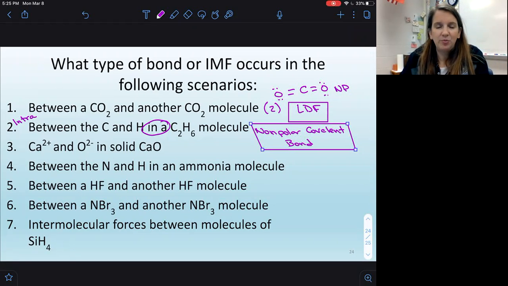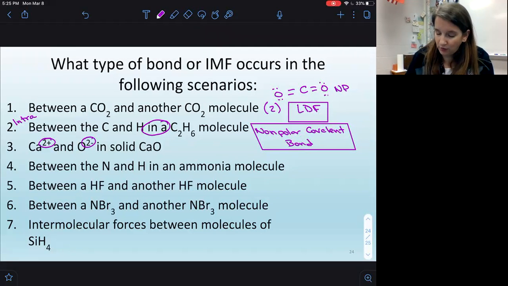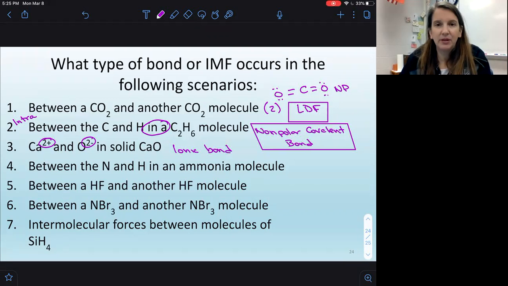Number three, Ca2+ and O2- in solid CaO. Well, this right here is a giveaway. That's showing me that these are ions, and ions can only be found in ionic bonds. Ca is a metal, O is a nonmetal, so that's got to be an ionic bond.